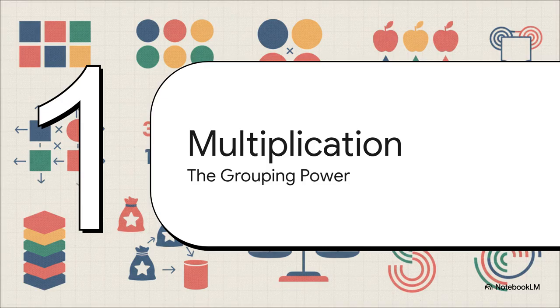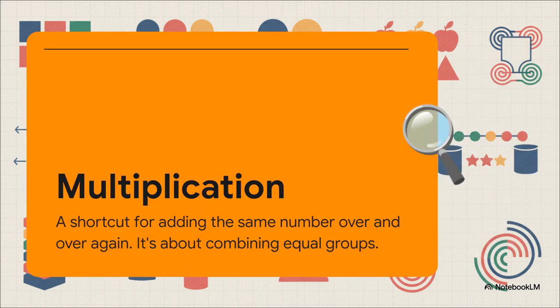When you boil it all down, multiplication is really about one simple, powerful idea: grouping. It's the secret sauce for combining equal sets of things to find out the total, really fast. So picture this. You've got 3 friends, and each of them has 4 cookies. Instead of going, okay, 4 plus another 4 plus another 4, multiplication lets us just bundle that whole idea together. It's really just a quick way of saying we have 3 equal groups of 4.